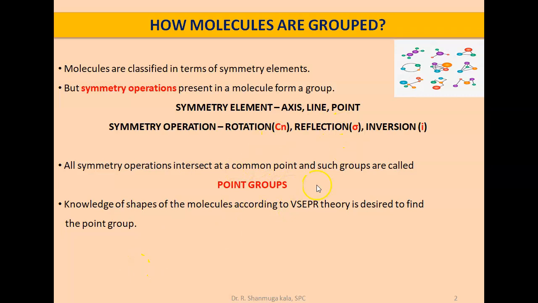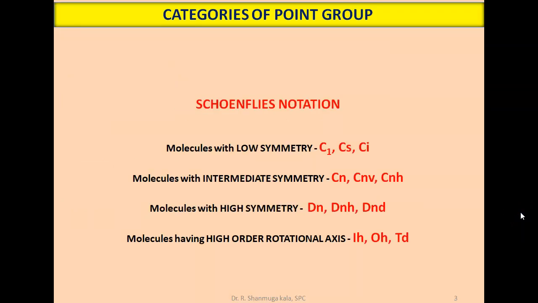So when we perform any symmetry operation on a molecule, at least one point must be stationary. In order to predict the point group of the molecule, it is very important to know the structure of the molecule according to VSEPR theory. Now see the categories of point groups.